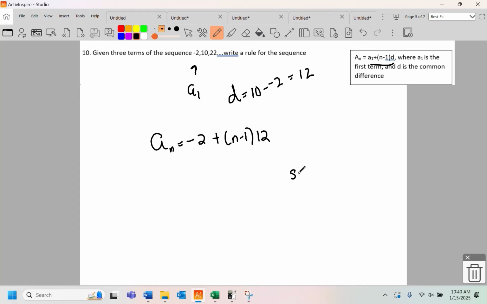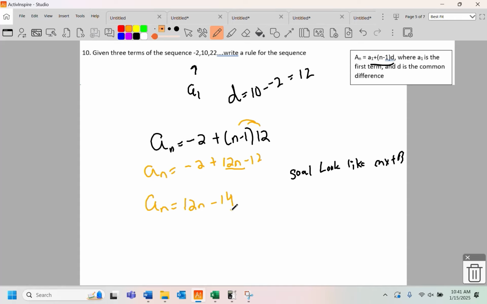You may not remember doing this, but your goal was to look like mx plus b. That's your goal. So we're going to kick in the distributive property. We'll have 12n minus 12. We still have a negative 2 out front. We'll combine like terms. Variable first, 12n minus 14.